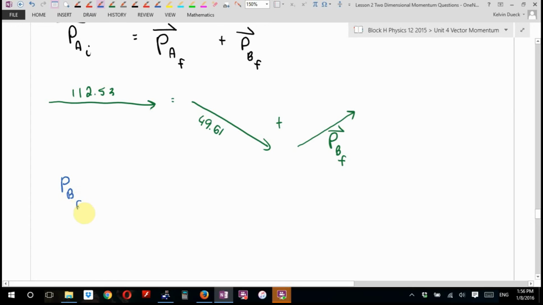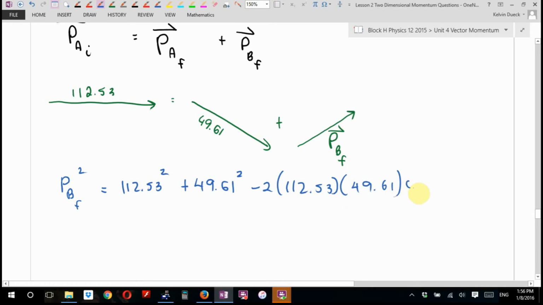Momentum of B final squared equals 112.53 squared plus 49.61 squared minus 2 times 112.53 times 49.61 times cosine of, is it 51?